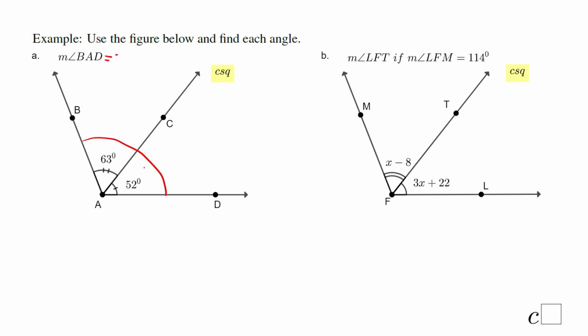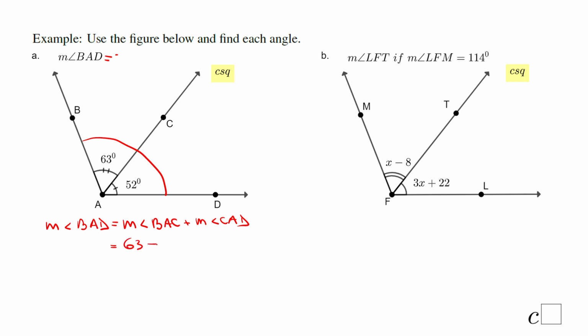Okay, so how much is that angle? First of all, let me show you the angle addition postulate, the geometry of this problem. The measure of angle BAD, the one we need to find out, is equal to the measure of angle BAC plus the measure of angle CAD.